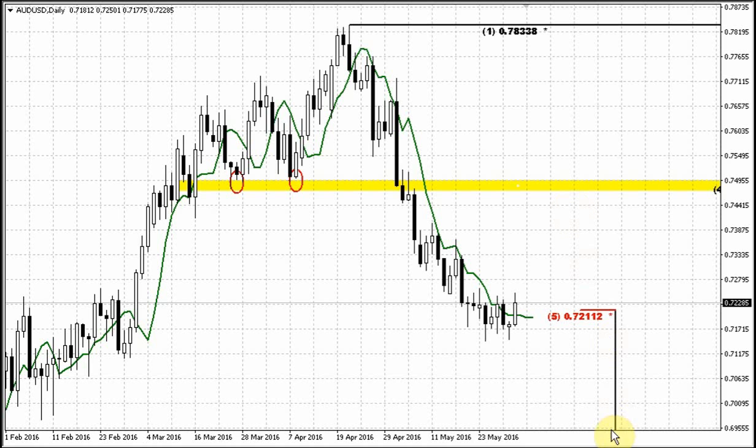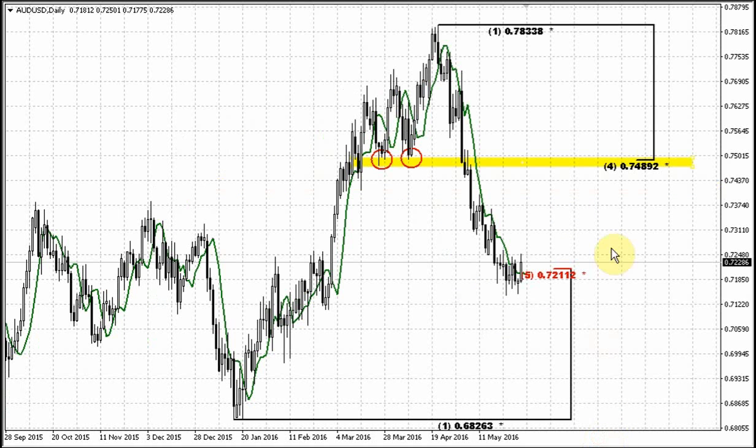We know that the target of the double repo is the 50% resistance of the whole thrust of the double repo. By this level, that will be approximately 74.90. If you use this point, that will be somewhere around 73.75 probably. Anyway, as you can see, they are really pretty nice targets.